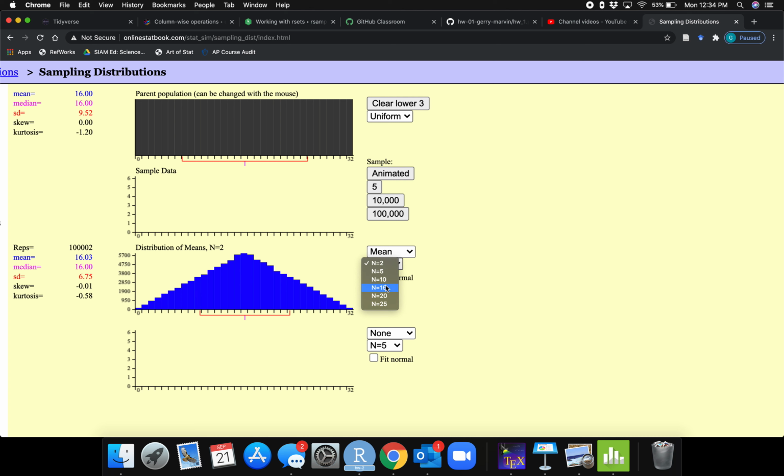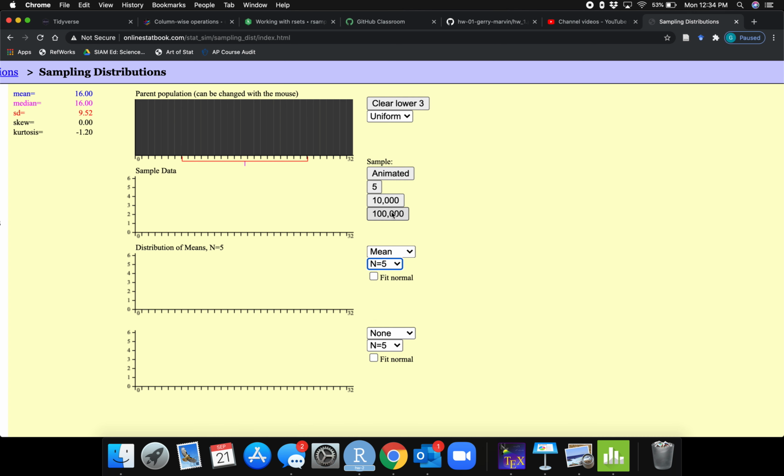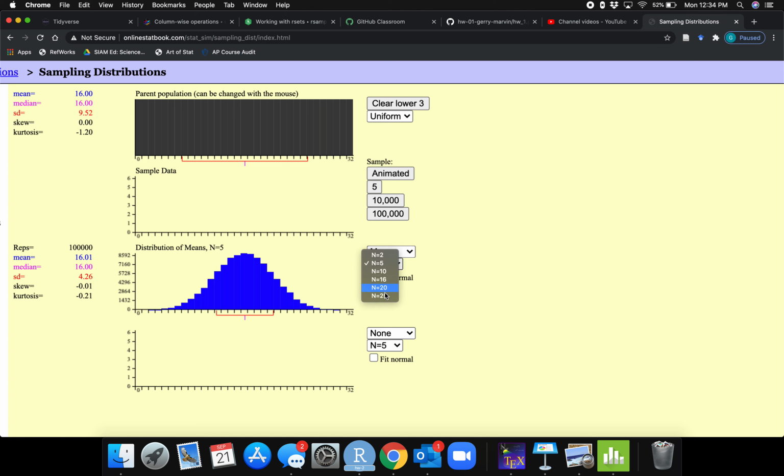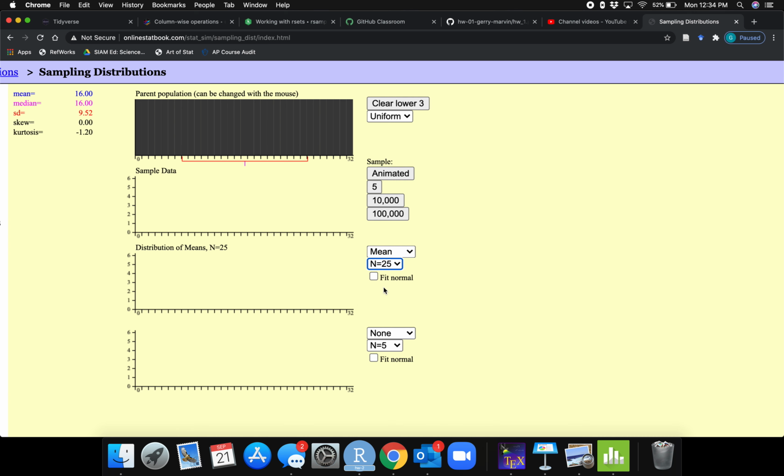But if I increase the sample size to 5, and I do it 100,000 times, you see it looks a lot more normal than with 2. It still doesn't quite get there. If we increase it to something like 20 or 25, and then we do it 100,000 times, then it looks very normal.